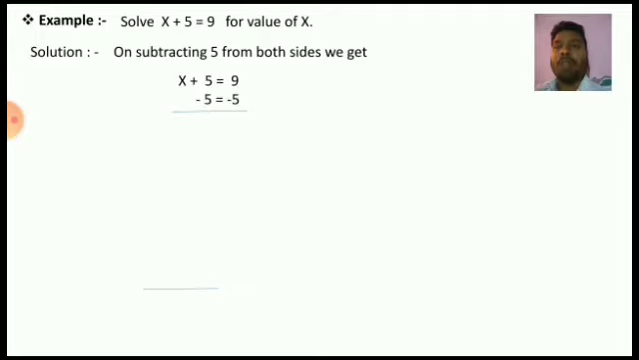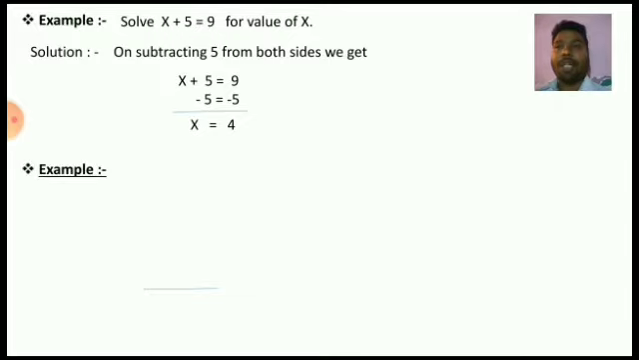We have x plus 5 is equal to 9, which is given. We subtract this 5 from both the sides, so that we get x is equal to 4. Here plus 5 and minus 5 get cancelled, and 9 minus 5, 4 remains, so x is equal to 4. This way you find the value of x. In this example we only subtract the 5 from both the sides to get the answer. So the value of x is 4.